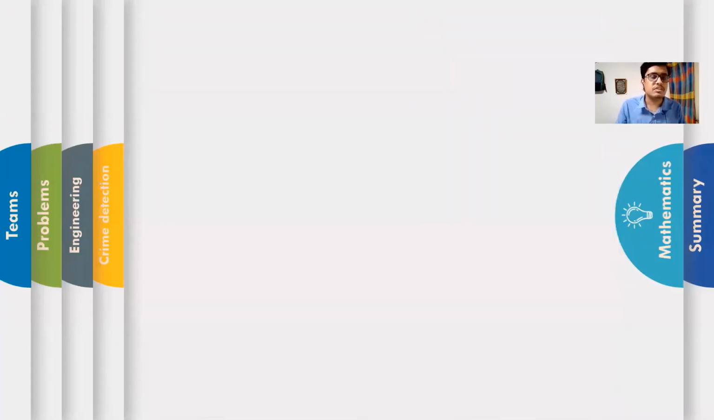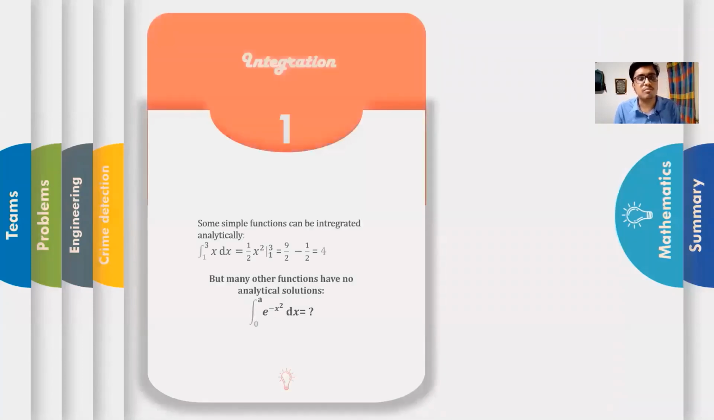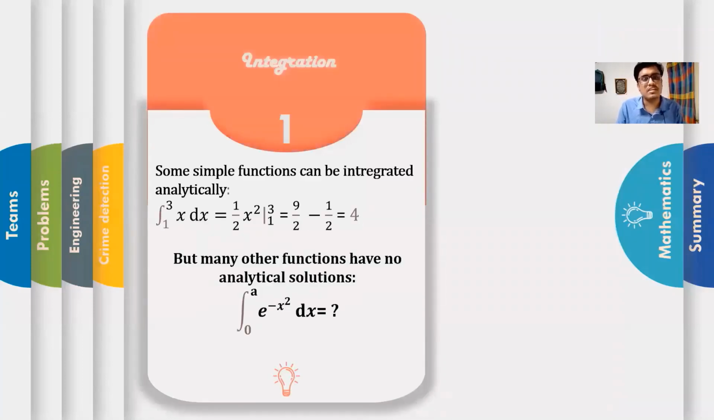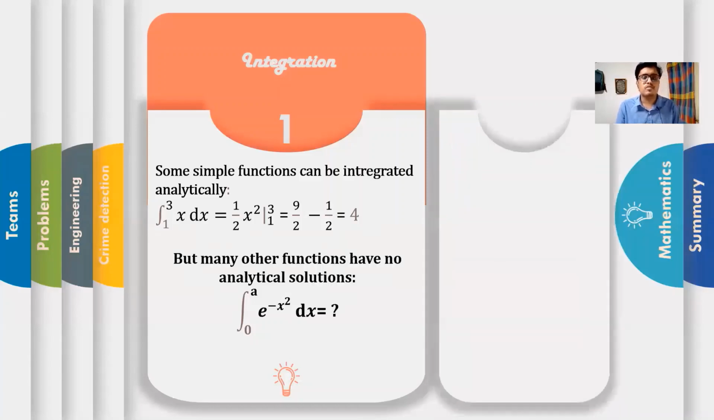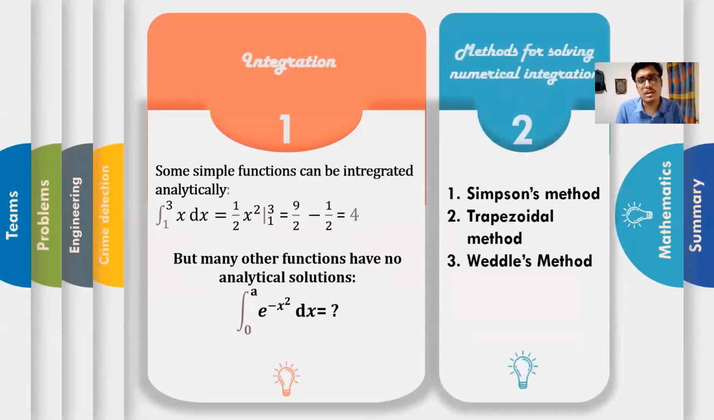And if we focus on integration, there are some simple functions that can be integrated analytically. But many other functions have no analytical solution, like the integration of e to the power minus x squared dx. We have some methods for solving all kinds of numerical integration. Number one, Simpson's method. Number two, trapezoidal method. And number three, Weddle's method.